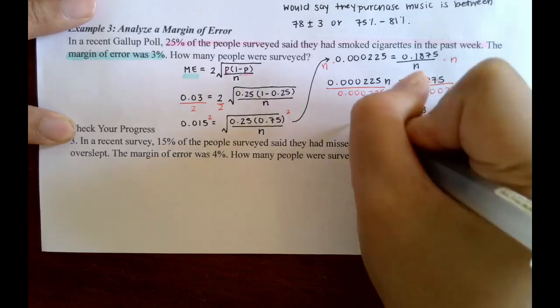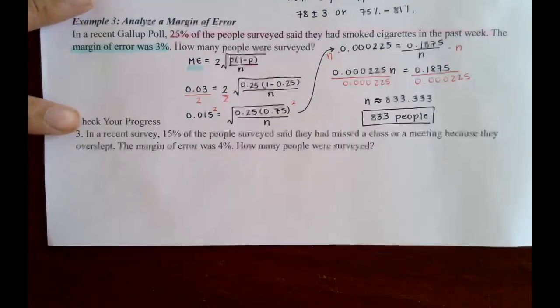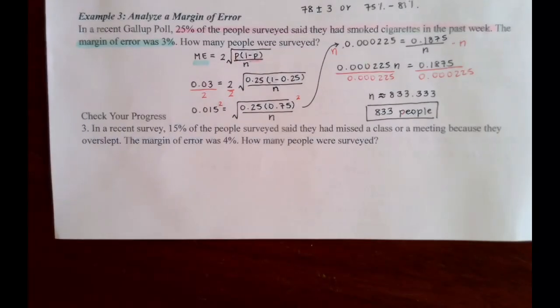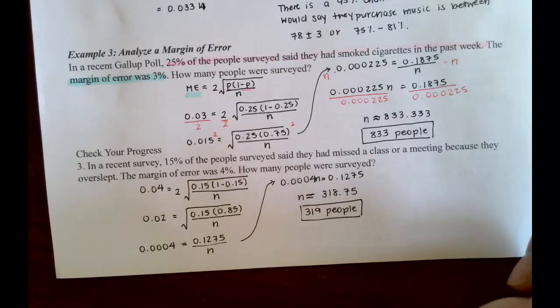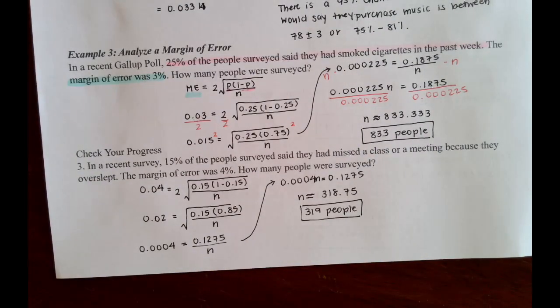Okay, there you go. Okay, so why don't you try CYP3, and once you're done, come check the answer. Okay, you should have gotten about 319 people. If you got that right, you can get started on homework. If not, here is your explanation.